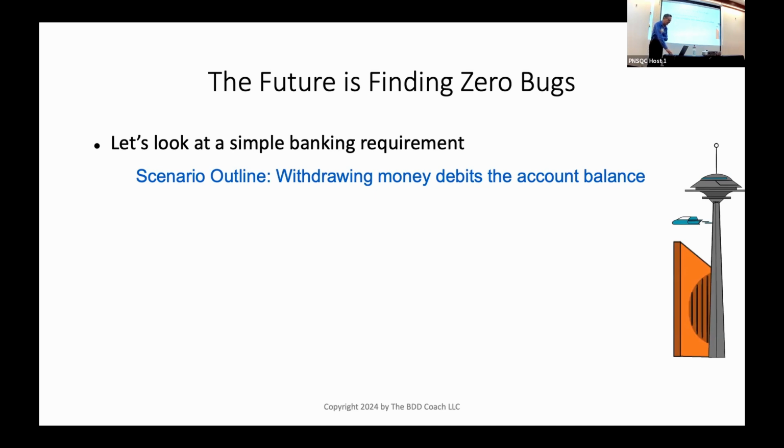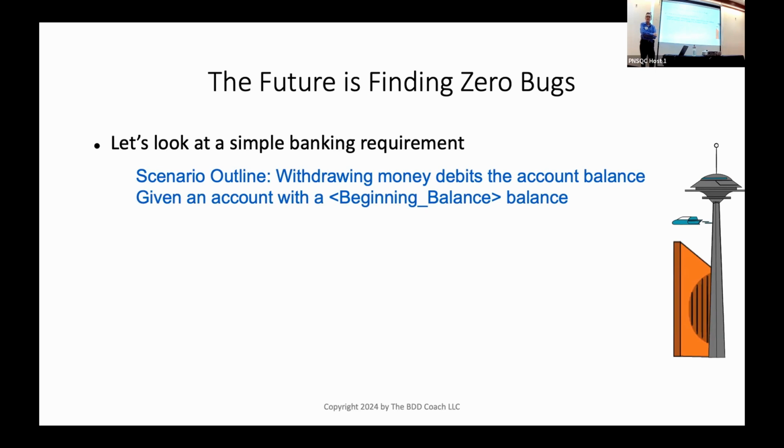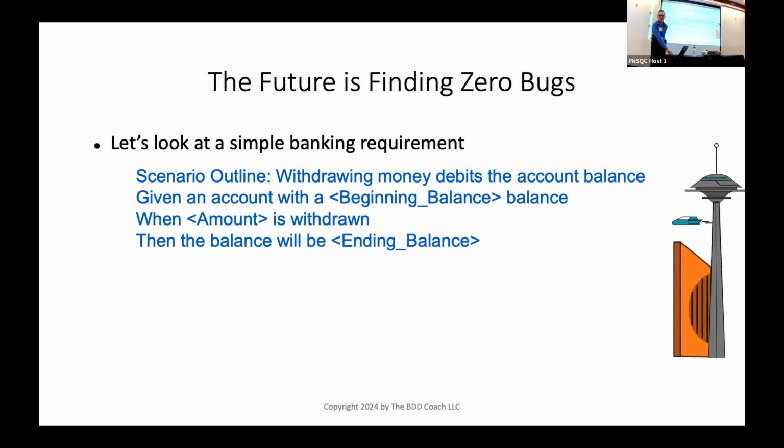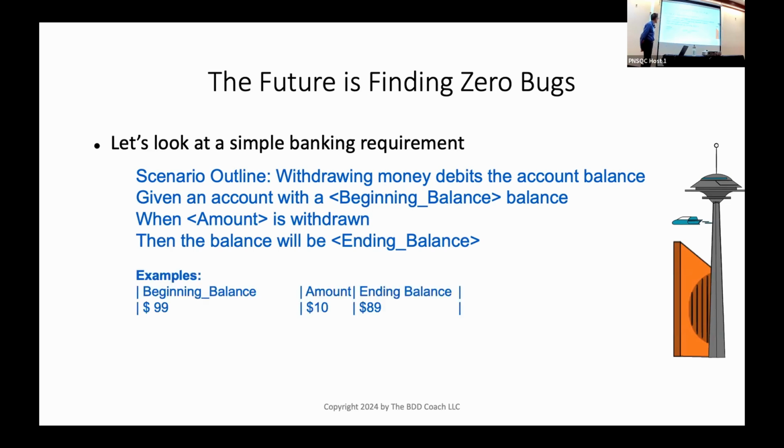And then here's our requirement. Given an account with beginning balance, this thing in angle brackets, we haven't seen that before. That is a parameter that will be filled in from an examples table. We'll see in a moment. And when we withdraw some amount, then the balance will be some ending balance. And here is our examples table. Very easy to understand, and we should always make it easy to understand. Use very simple, obvious patterns in your examples table. We start with $99, we withdraw 10, we should have 89.